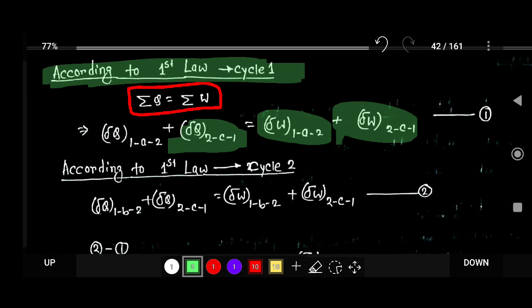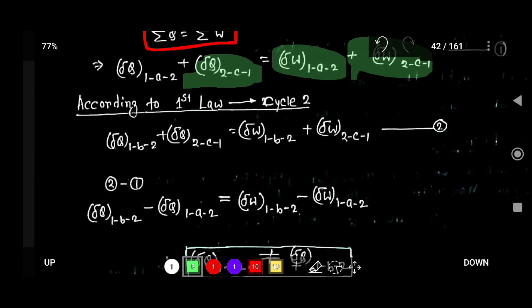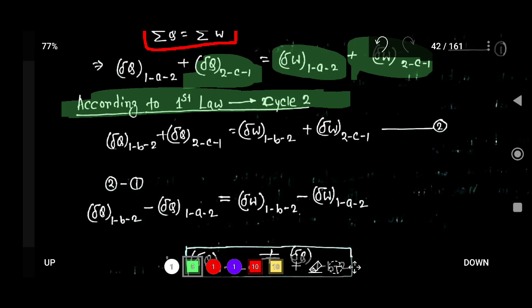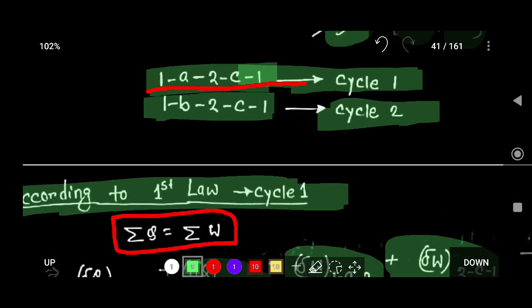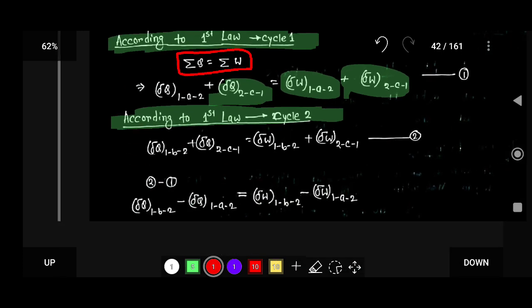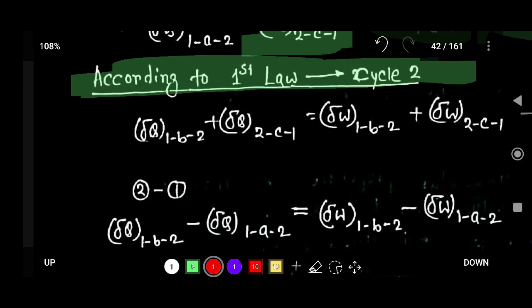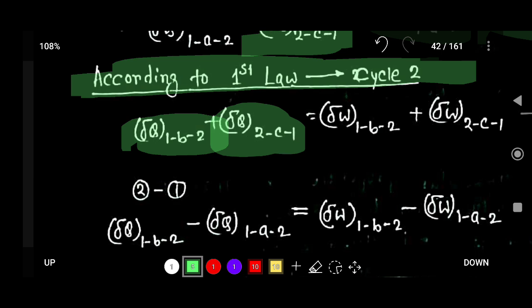Okay, now for cycle 2, according to the first law, there is a b process and a c process. So you can write it this way: del q 1b2 plus del q 2c1, because there is a b process and a c process.